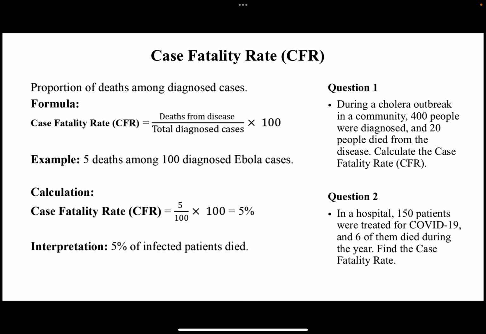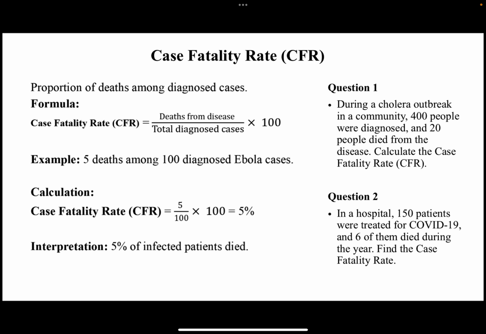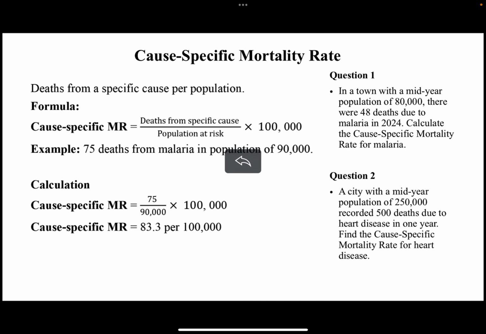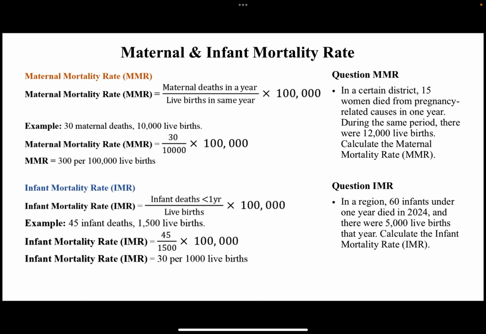Now, remember that the difference between case fatality and cause specific is that cause specific mortality covers deaths from a specific case or condition, but it uses the entire population at risk as the denominator. But case fatality rate uses the people who were diagnosed for that very disease as the denominator. Then again, we express cause specific mortality in 100,000s, but we express case fatality rate in percentage.